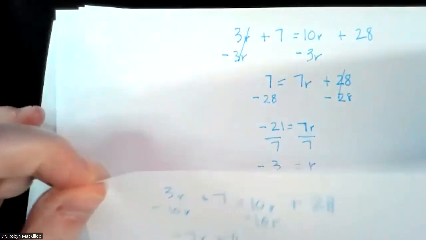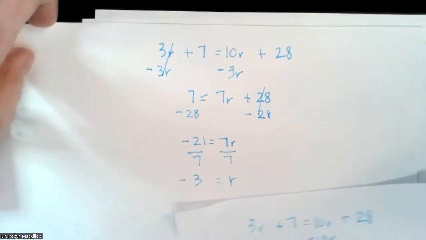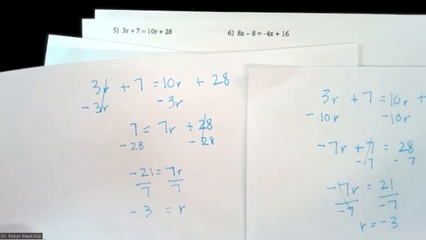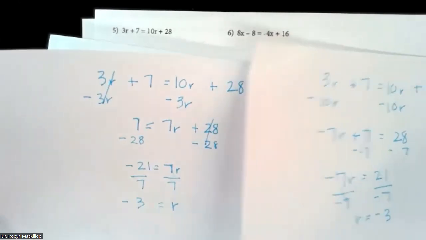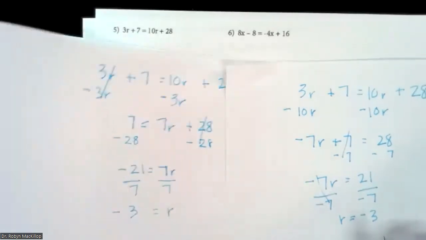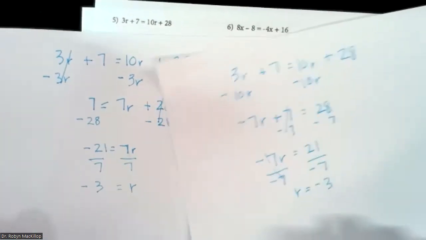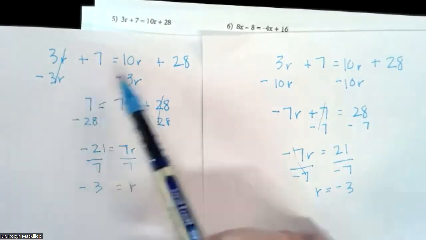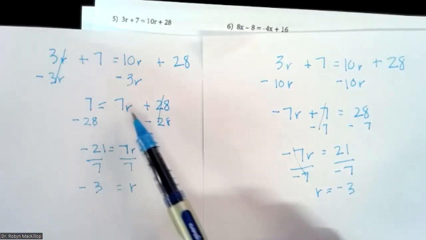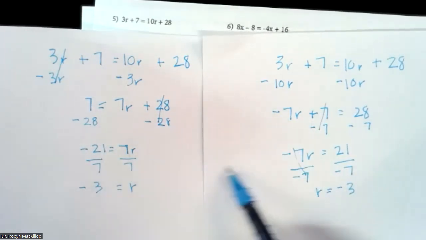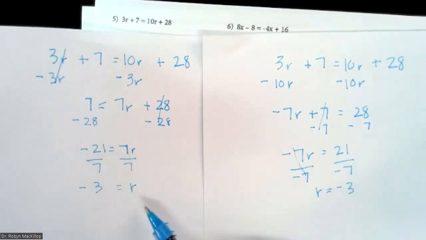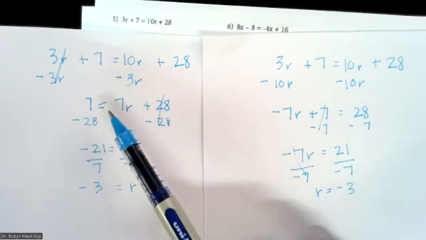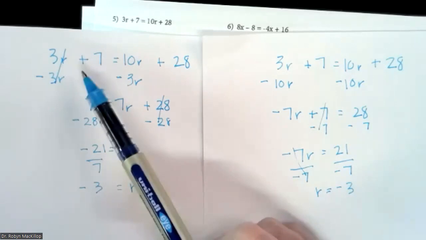So look at that. You started with two different variables. Let me see if I can get these side by side. Same answer. They follow the exact same pattern. This one, we got rid of the 3r. And so this part is a little bit different, but we keep going and we end up with the same answer. -3 equals r, r equals -3. It doesn't matter, right? You can start anywhere you want.